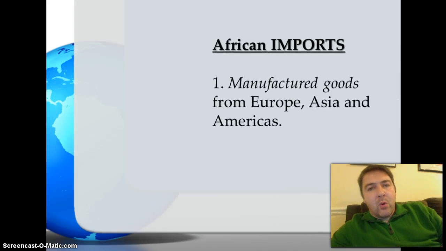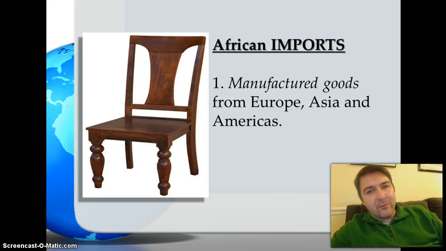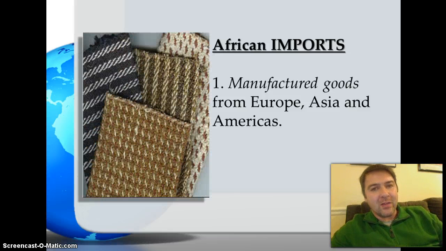We have some imports, products brought into Africa, we want to know as well. Africa imported manufactured goods from Europe, Asia, and the Americas. Things like metalworked products like we see here, products like furniture, products like textiles. In other words, these were things made from raw materials produced by the slaves and then sent back to Europe to be turned into manufactured products and then brought back for sale in Africa.